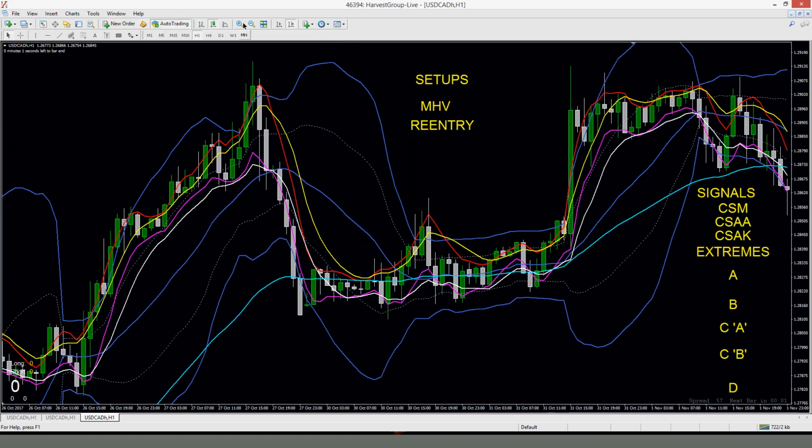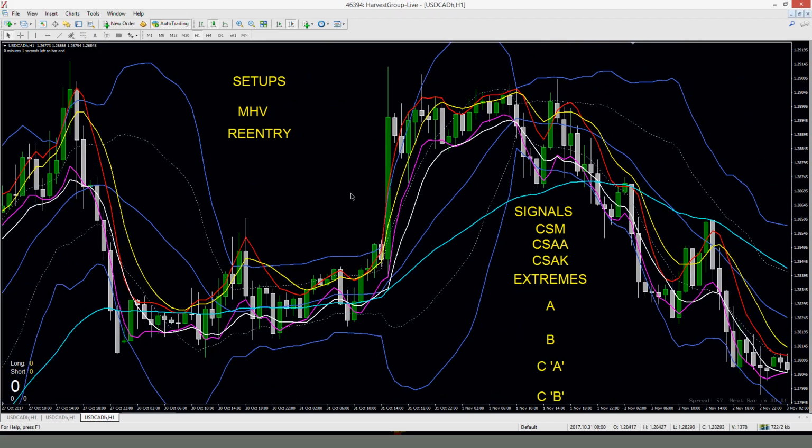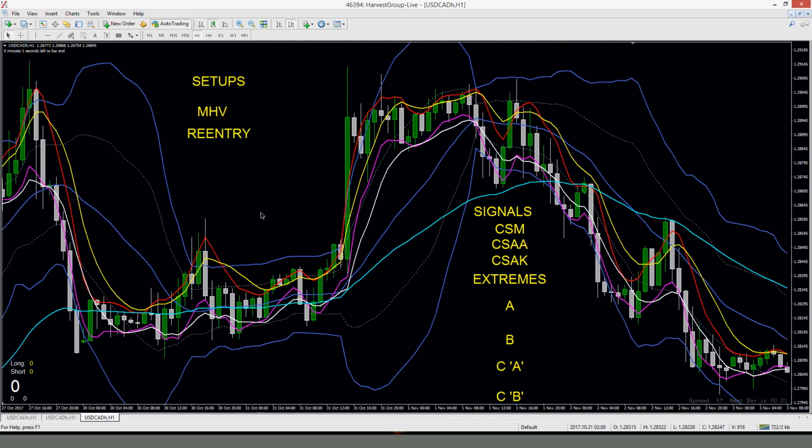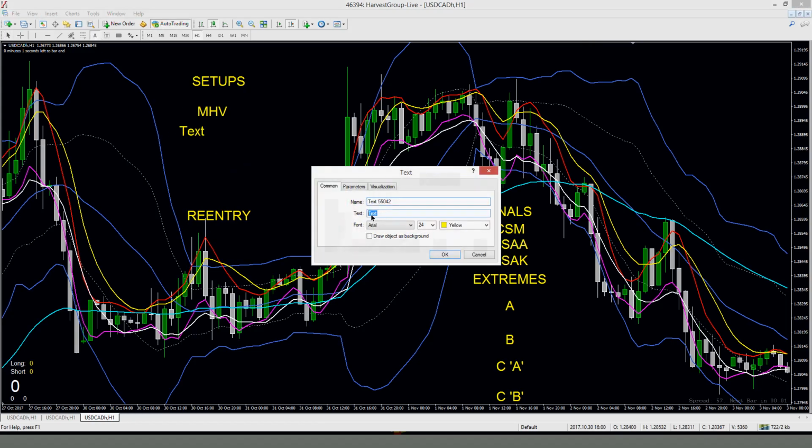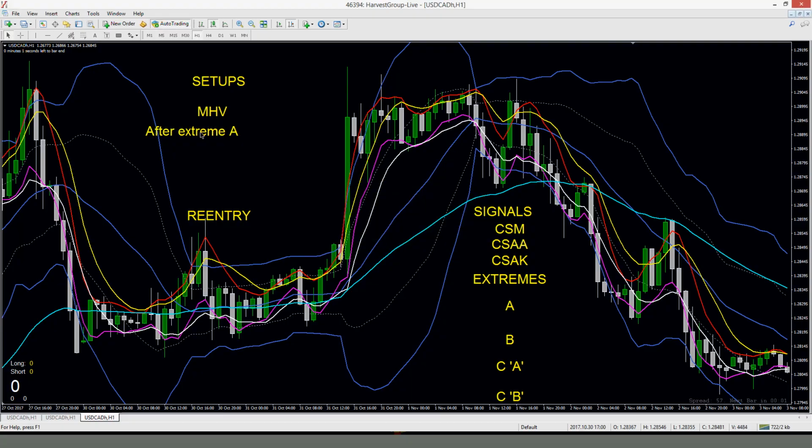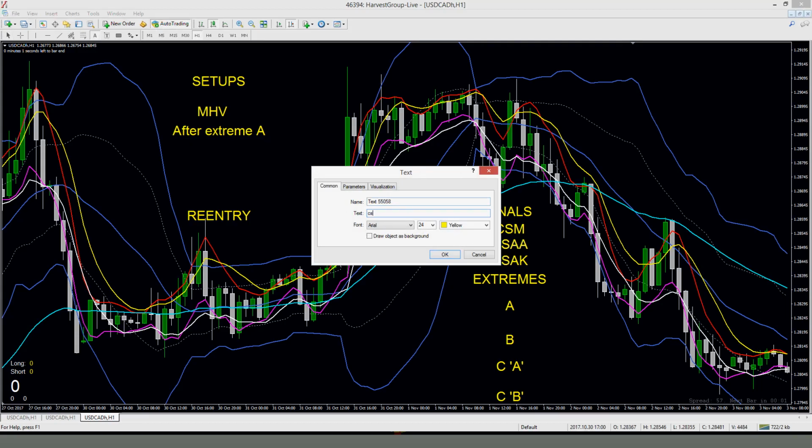Okay, hope that works. All right, so the first setup is obviously MHB. MHB has four characteristics. Obviously it has to happen after an extreme A. There should also be a candle that couldn't break top or low BB.